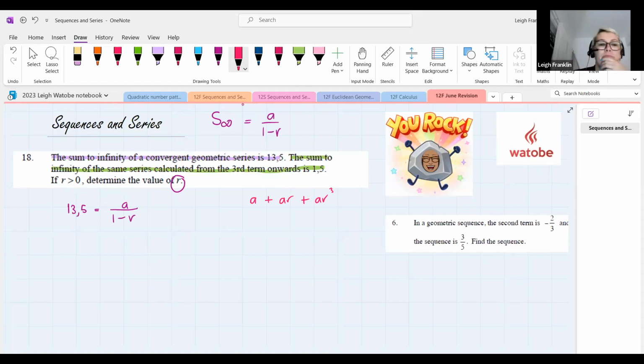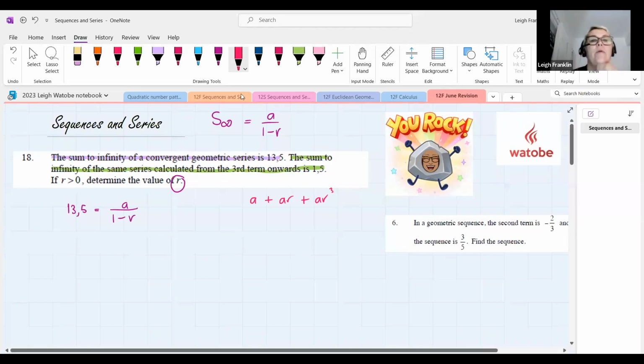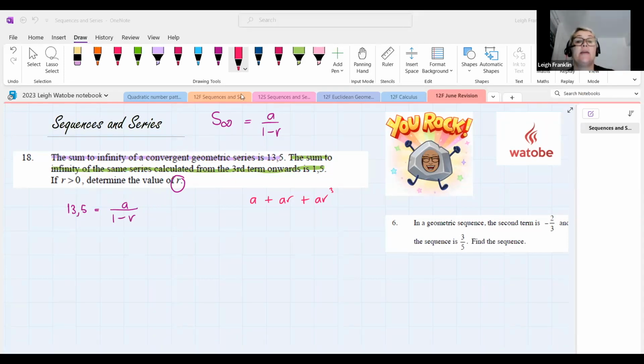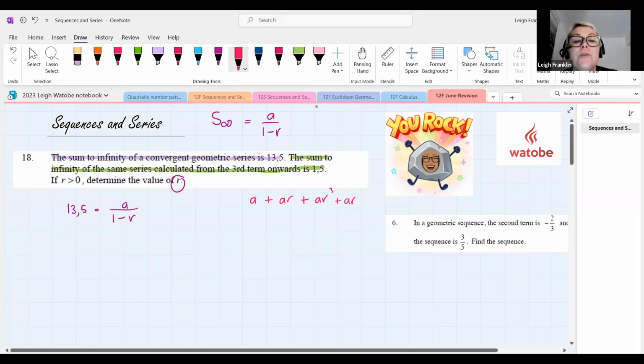What does that mean? You kind of got to get a little bit creative here. Yes, this is a level 4 type question. The first bit of it, so the sum to infinity of a convergent geometric series is 13,5, that's not difficult. What's difficult is what to do with the green bit. So here we've got to start getting creative. So we would have the fourth term, plus, and the sum continues, all the way to infinity.